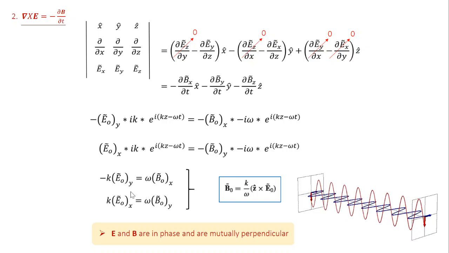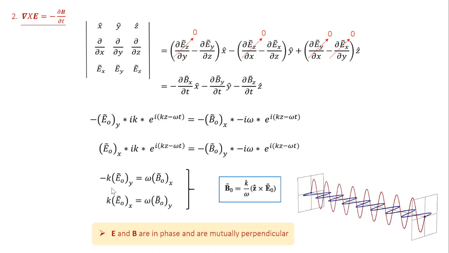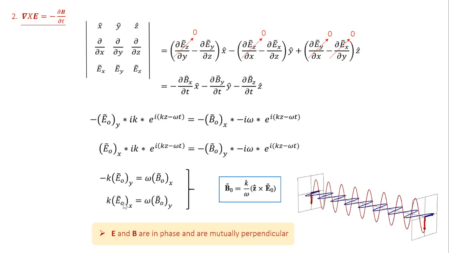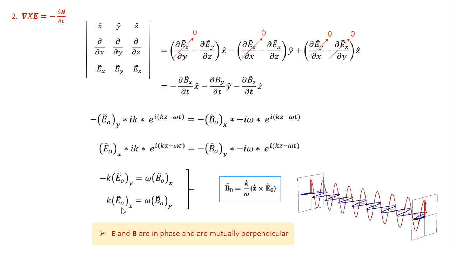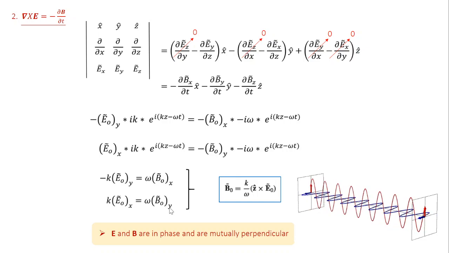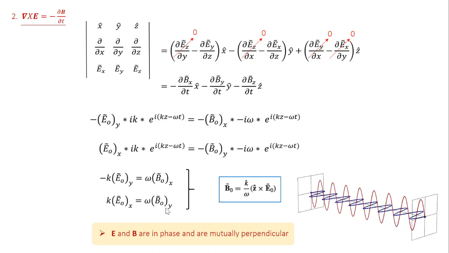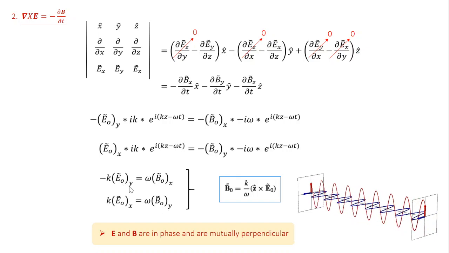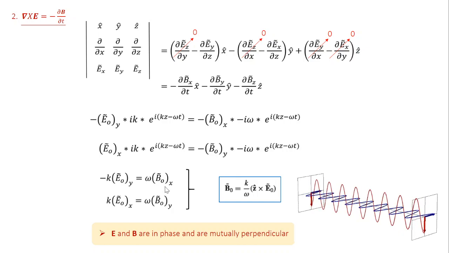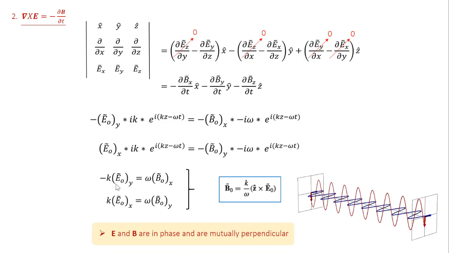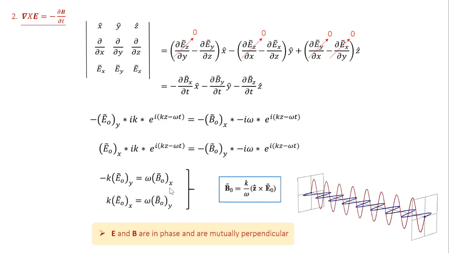So, what is the physical meaning? If the wave is traveling along the z direction and if the electric field is along the x direction, then the magnetic field is along the y direction. Similarly, if the electric field is along the minus y direction, the magnetic field is along the x direction. In other words, there is a perpendicular relation between the electric field and magnetic field.